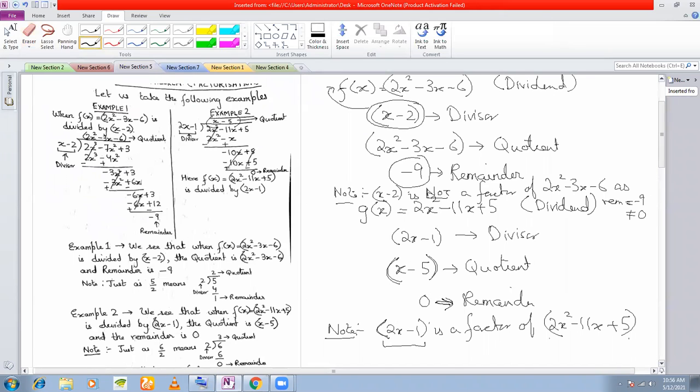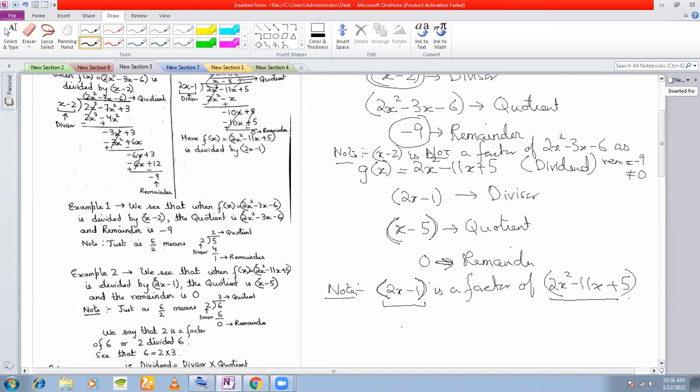So when I divide 2x square minus 11x plus 5 by 2x minus 1, the other factor that I get is x minus 5.